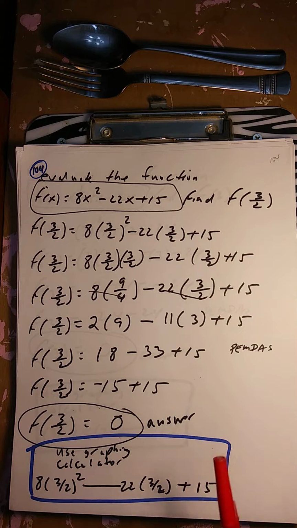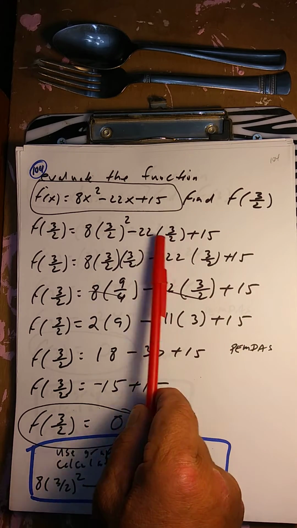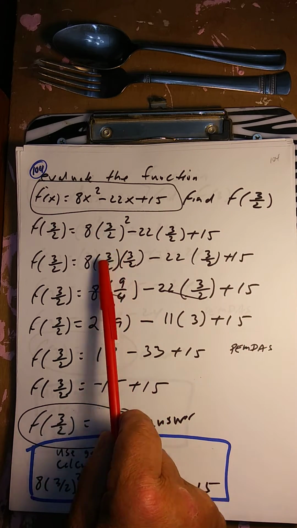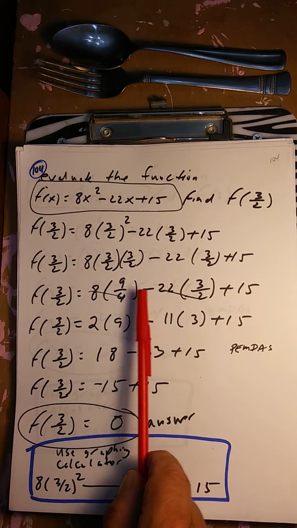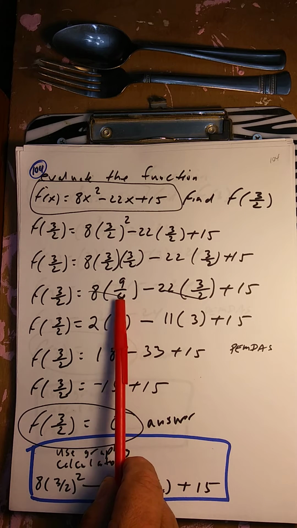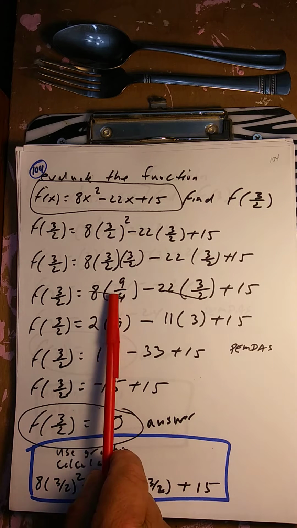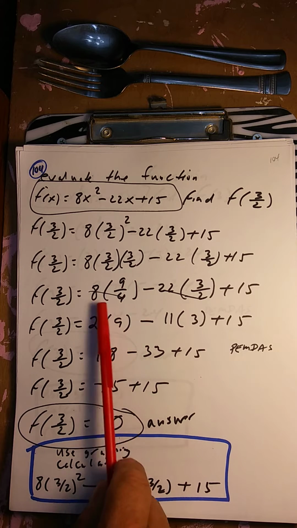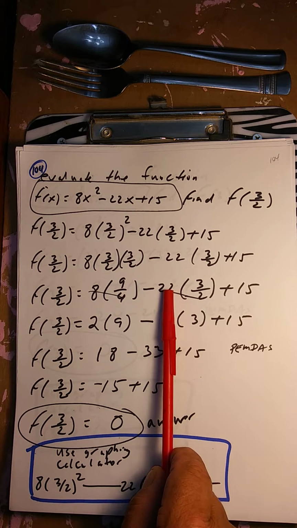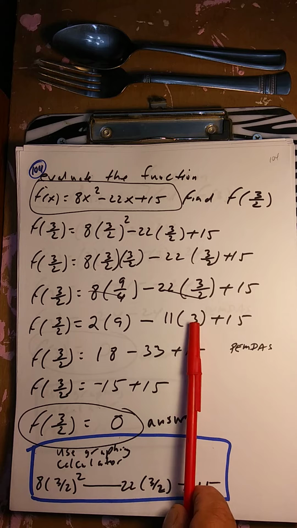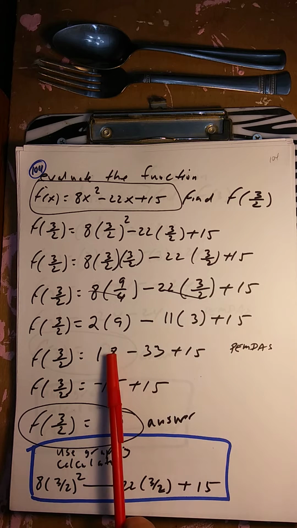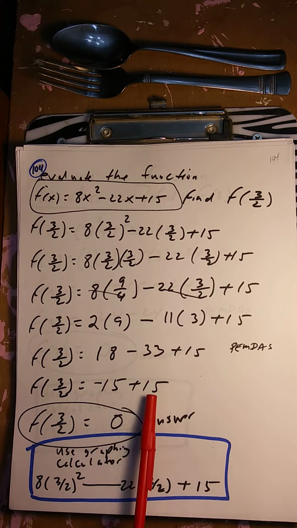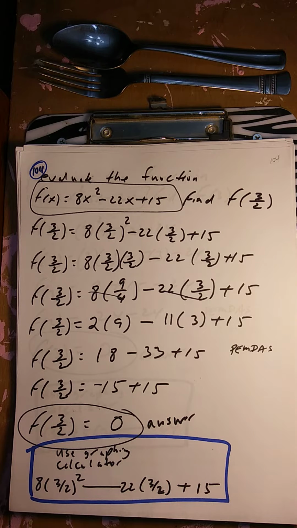Evaluate. Ooh, fraction, 3 halves. That's fine. Put in 3 halves in there, 3 halves in there, 3 halves in there. 3 halves means 3 over 2 times 3 over 2 right here. So 3 times 3 is 9. 2 times 2 is 4. And copy this one down. So now notice, does 4 divide 8? Yes, exactly 2 times. This divides this 2 times. 2 times 9. This right here. Does 2 divide the 22? Yes, 11. So 11 times that. So this is going to be 18 minus 33 plus 15. 18 minus 33 is negative 15. And negative 15 plus 15 is 0.